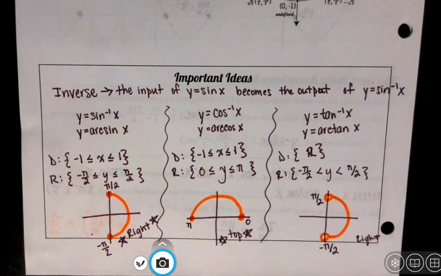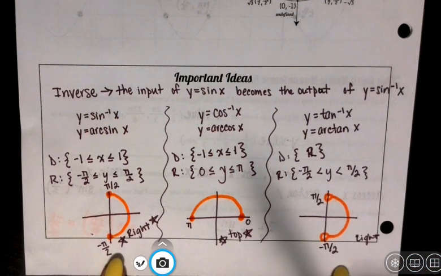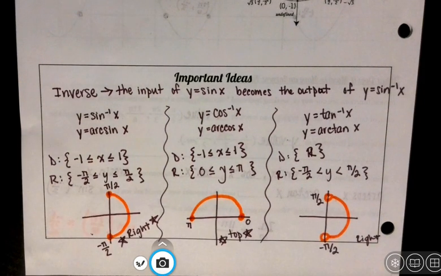So arcsine and arctangent, we look at the right. Arccosine, we look at the top. This is where I'm going to stop this video, and then I'll have a part 2 that goes through some examples.